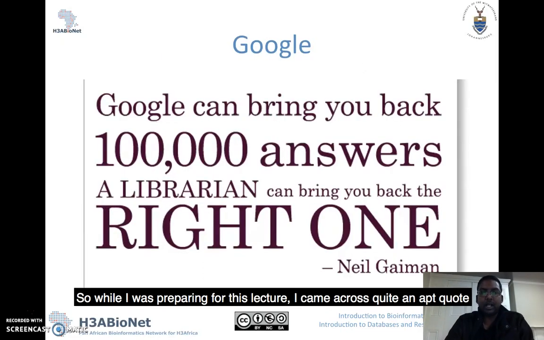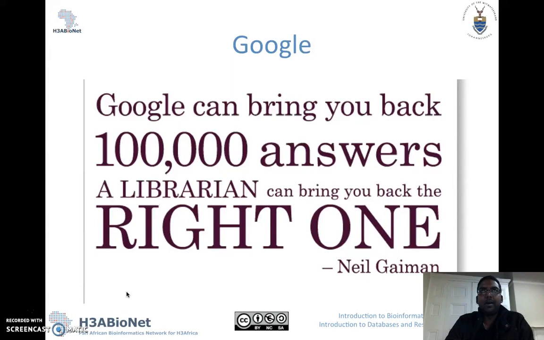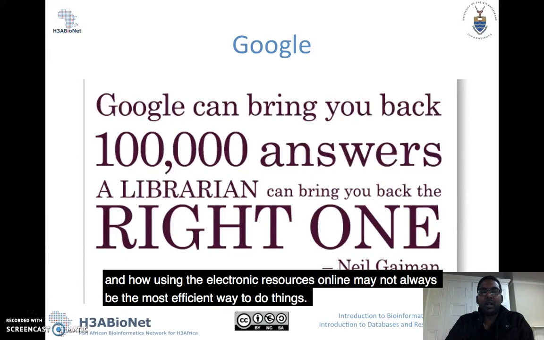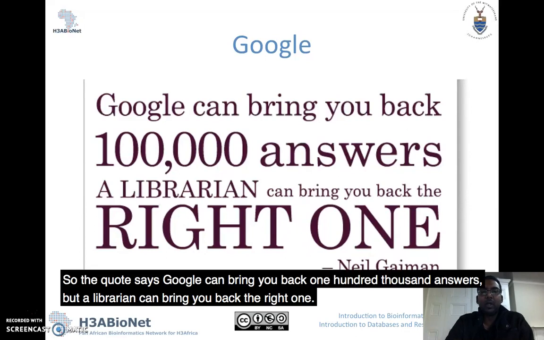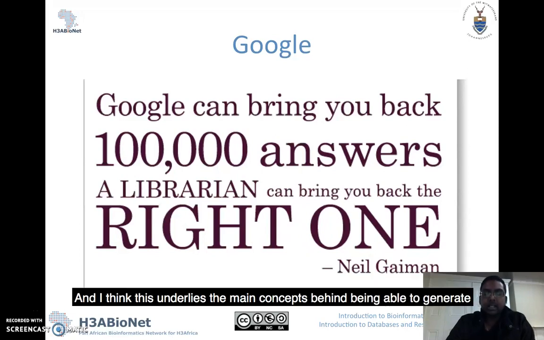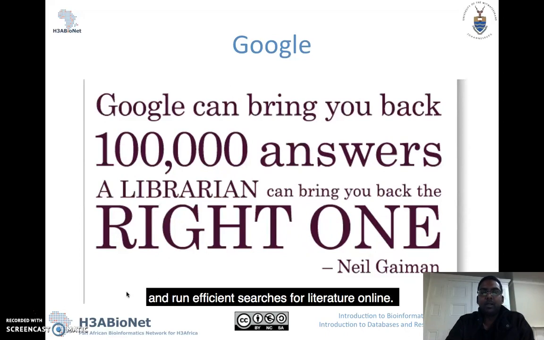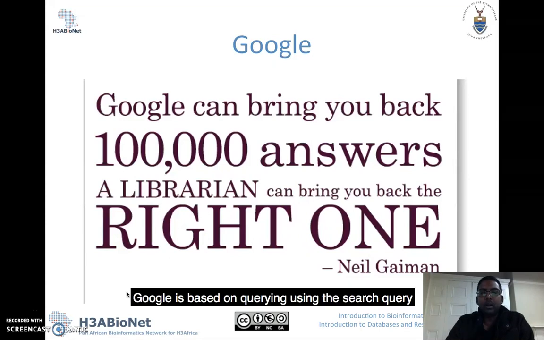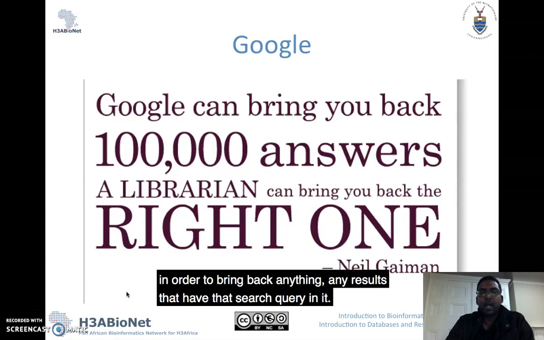While I was preparing for this lecture, I came across quite an apt quote that explains how literature searching can be frustrating and how using the electronic resources online may not always be the most efficient way to do things. The quote says that Google can bring you back 100,000 answers, but a librarian can bring you back the right one. And I think this underlies the main concepts behind being able to generate and run efficient searches for literature online. Google is based on querying using a search query in order to bring back any results that have that search query in it.